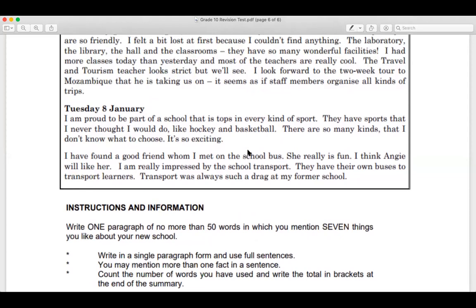A good friend whom I met on the school bus. She's really fun. I think Angie will like her. I'm really impressed about the school transport. They have their own buses to transport learners. Transport was such a drag at my former school.